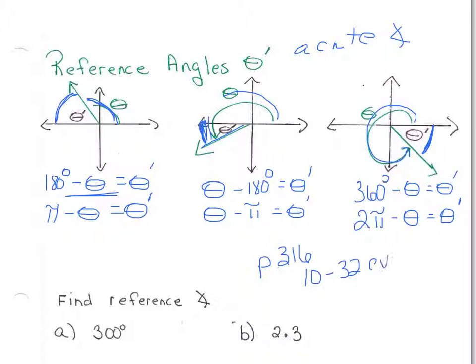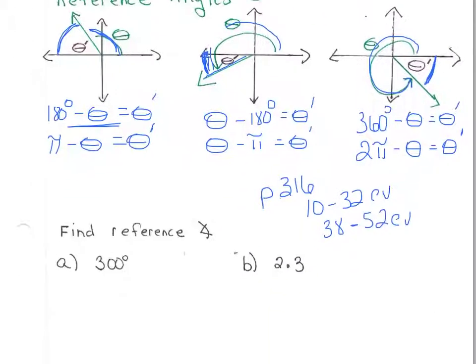A question: right there you have the numbers on there, so how would you know which one to use? Like here, what quadrant are you in? 300 degrees is in what quadrant? Fourth quadrant. Okay, so that one real quick, we'll look at it. 300 is in the fourth quadrant, so we use this. So it would be 360 minus 300, which is 30 degrees, your reference angle. Oh, okay, that makes sense.